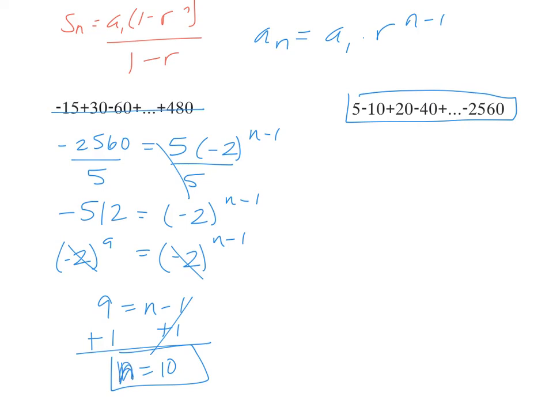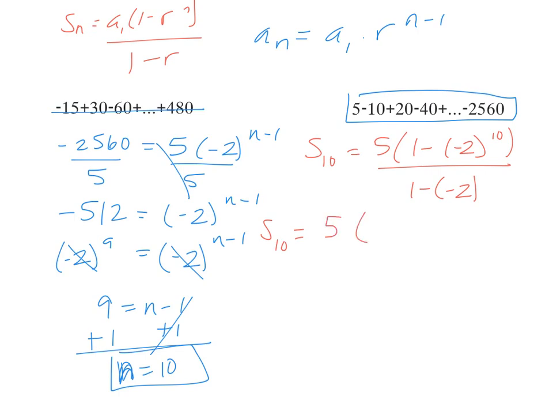Alright, so then we need to go ahead and do the next one. So s sub n is really s sub 10 equal to a sub 1, which is 5, times 1 minus the ratio, negative 2, to the nth power, which is 10, we just found out, divided by 1 minus, and the ratio again is negative 2. So this is going to give us 5 times 1 minus, negative 2 to the 10th power is 1024, divided by 3.